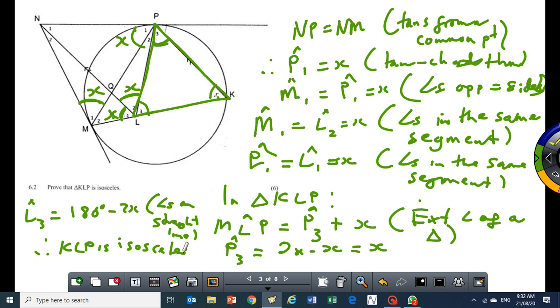So that's how you could do the question. I don't know if there's anybody who is approaching it a different way. Okay, co-interior angle.